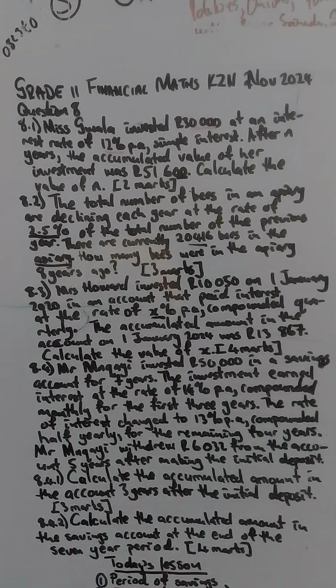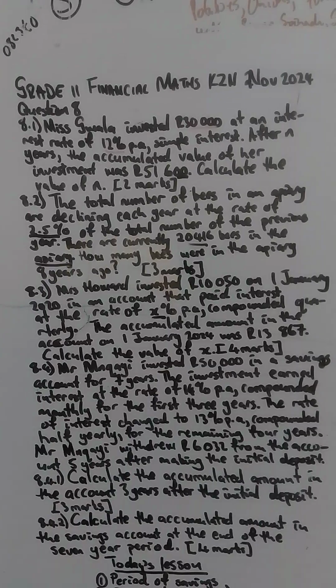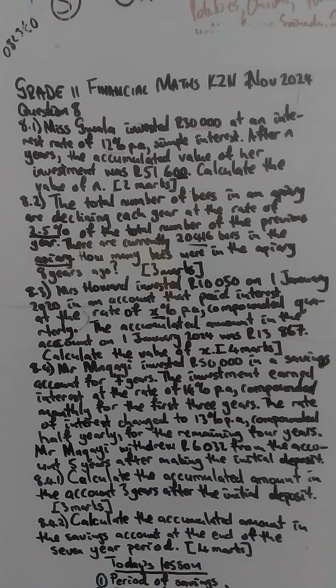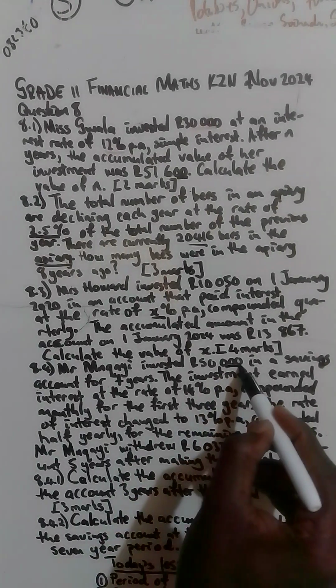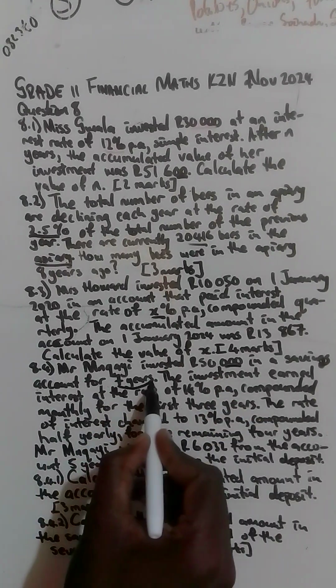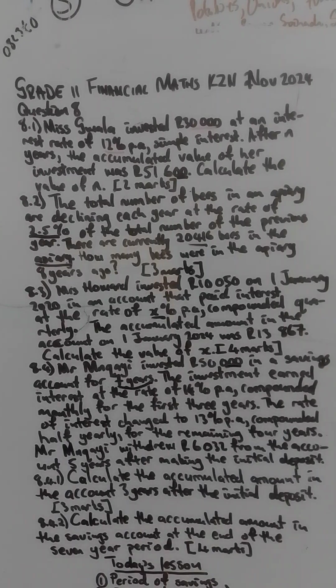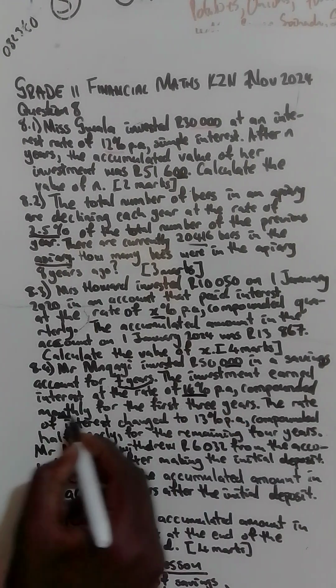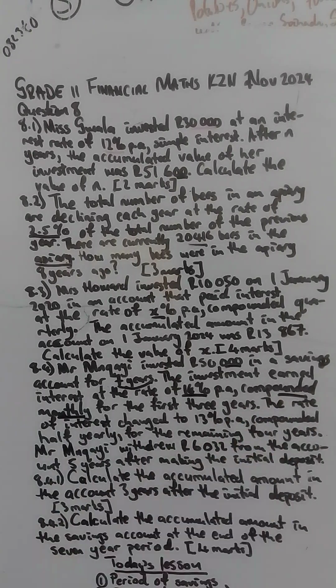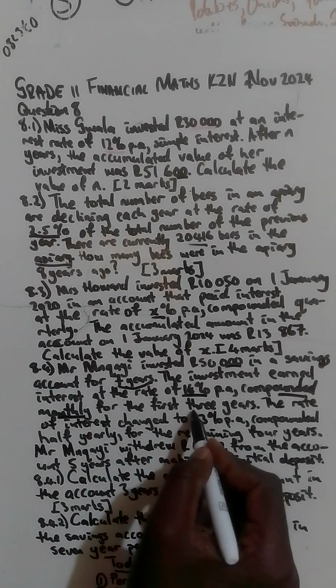Right. So how does it read? It reads as follows. Mr. Mungai invested 50,000 rands in a savings account for 7 years, right? Key, he invested 50,000 and we're given the period that it is for 7 years. The investment earned interest at the rate of 14% per annum compounded monthly. Okay, so we know it's 14% and it's compounding on a monthly basis, for the first 3 years.